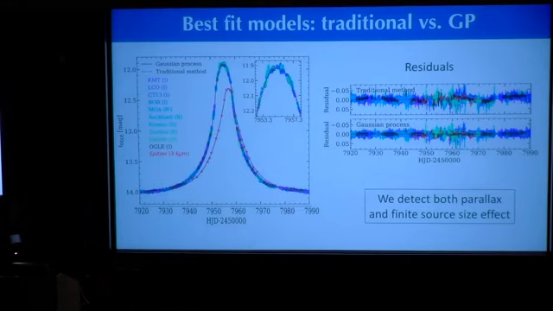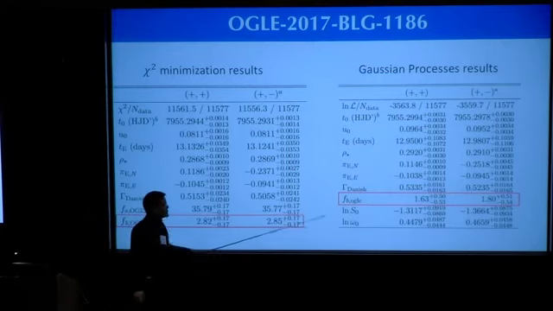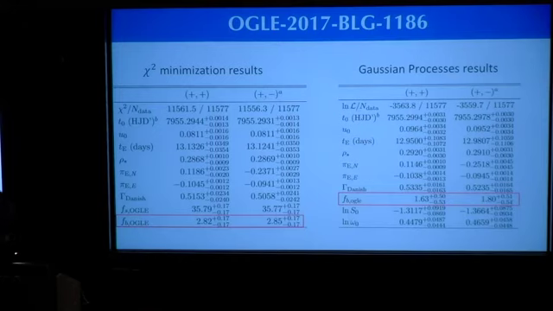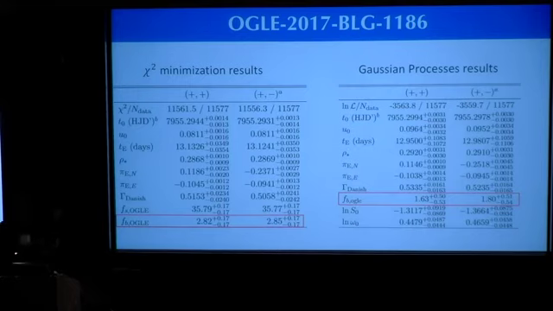So let's look into the parameter uncertainties. This is the usual conventional chi-square minimization, and this shows the Gaussian processes. In fact, most parameters are very similar to each other. But if you just look at one parameter, for example, the flux contributed by the blend, you can see the parameters are somewhat different. One thing you notice is that the error bars in the Gaussian process are much larger, by a factor of 3 for this parameter.